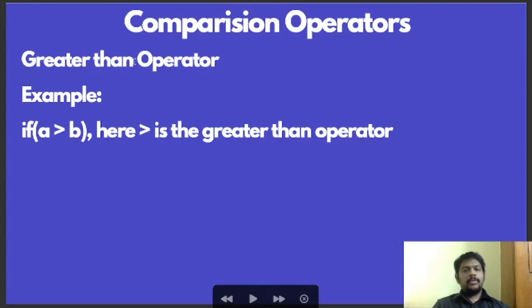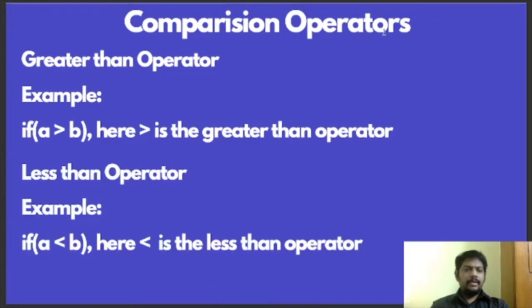There is one more comparison operator called greater than. Greater than is defined like this. So consider A equal to 2, B equal to 2. 2 greater than 2 is false, so this if condition will return false. Now we will see the less than operator. So if A less than B, here this is the less than operator.